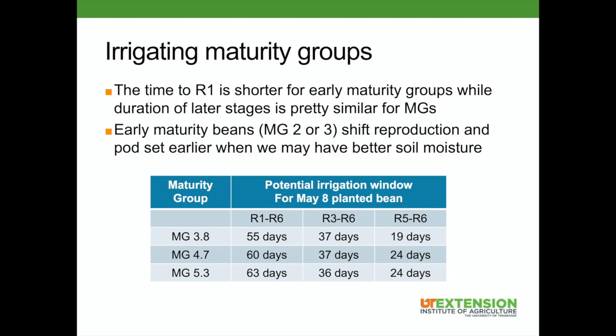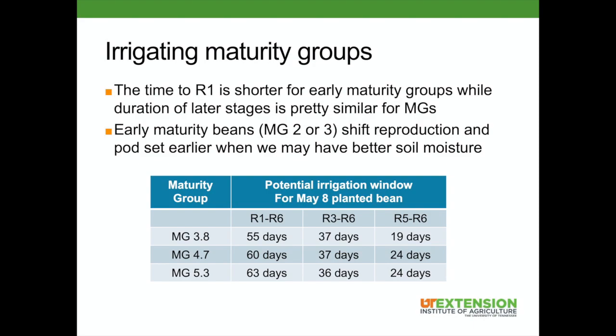So when I looked at average numbers of days between R3 and R6, based on some of our irrigation data, there weren't a lot of differences, right? You're not really adjusting the number of days that you're watering there. Between R5 and R6, and this is seed development, seed fill, there are slight differences. That earlier maturity bean might hit full seed a little bit quicker than a 4 or a 5, but you're not saving weeks and weeks of watering by going with an earlier maturity bean.